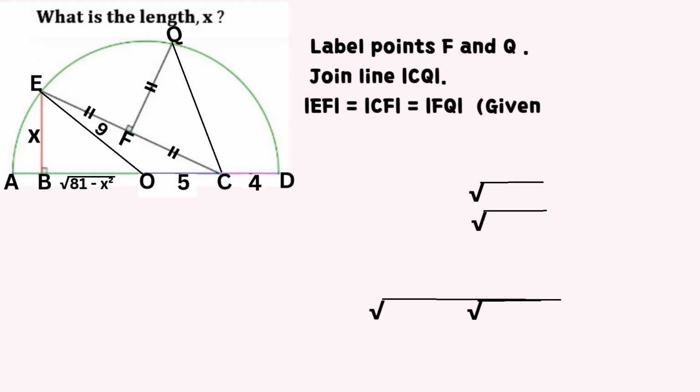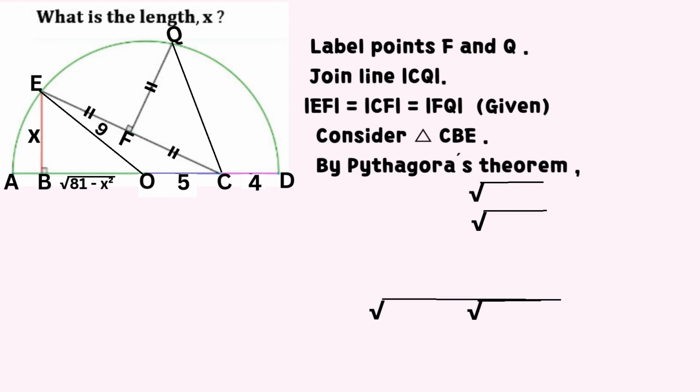Label points F and Q. Join line CQ. Line EF equals line CF, which equals line FQ.